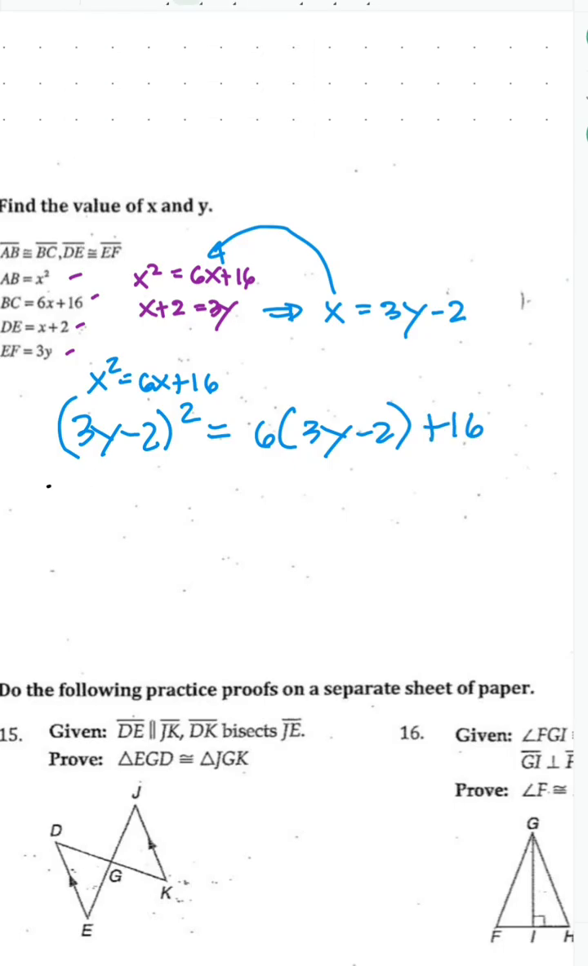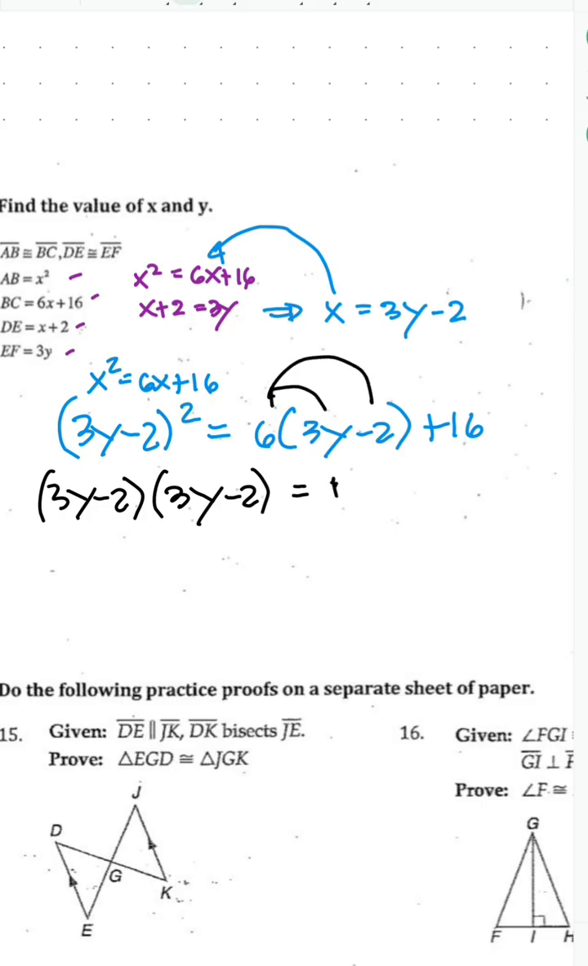Then we FOIL this. This is 3y minus 2. Do you know how to FOIL? This one you distribute. This is 18y minus 12 plus 16. Okay.